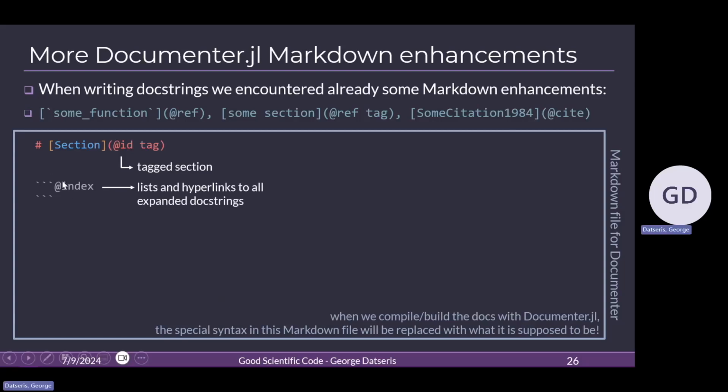There is the other syntax from Documenter that is @index, and this is it. You don't put anything inside, and it will simply list all the documentation strings that have been expanded in your documentation and hyperlink all of them. It's like a short table of contents, for example, but only for documentation strings.